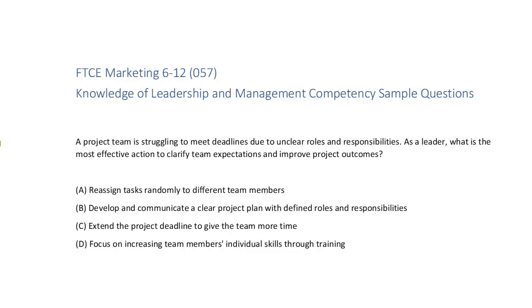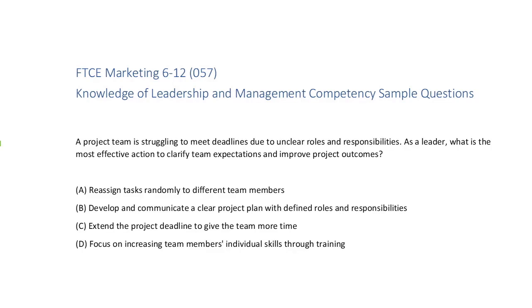A project team is struggling to meet deadlines due to unclear roles and responsibilities. As a leader, what is the most effective action to clarify team expectations and improve project outcomes? A. Reassign tasks randomly to different team members. B. Develop and communicate a clear project plan with defined roles and responsibilities. C. Extend the project deadline to give the team more time. Or D. Focus on increasing team members' individual skills through training.